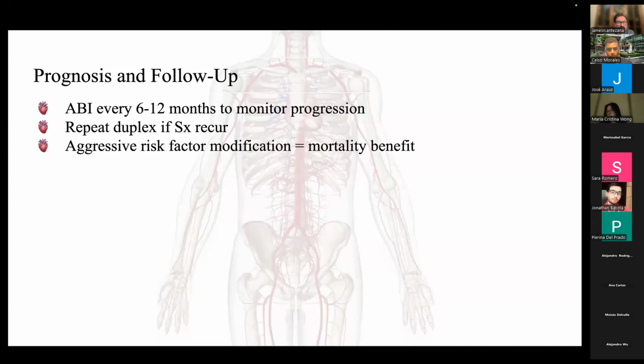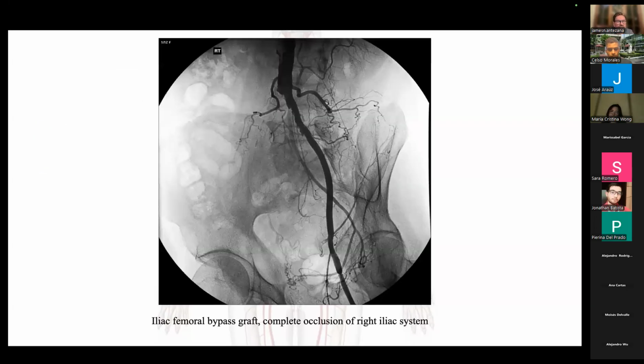Aggressive risk factor modification, I can't emphasize that enough. Mortality benefit. It'll decrease mortality. It'll decrease morbidity. Our objective is for amputation prevention, allowing these people to walk into the kingdom of heaven, not crawl into the kingdom of heaven. We want them to go to heaven with their legs on.